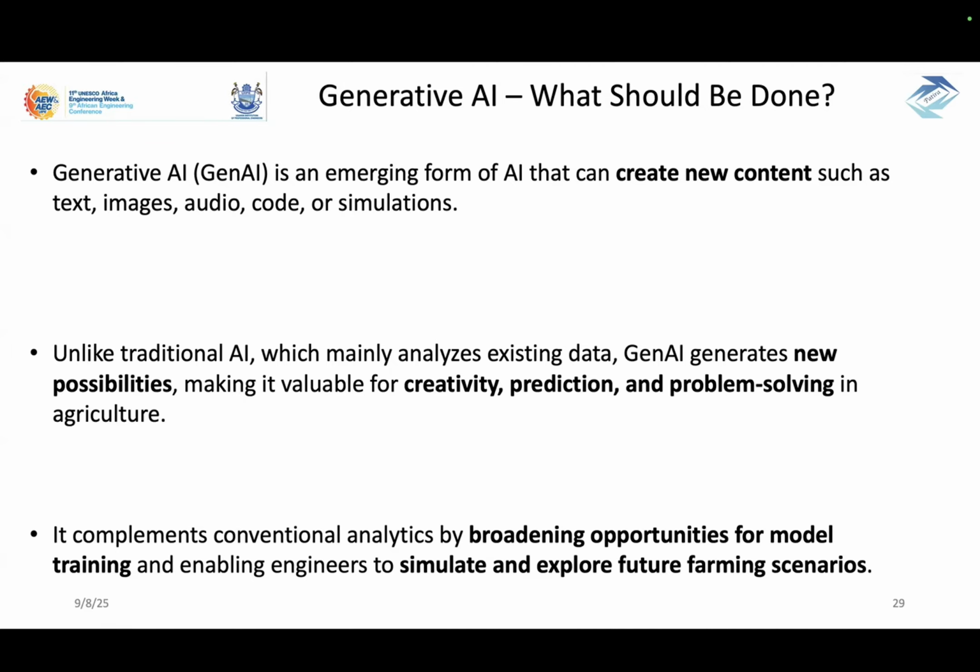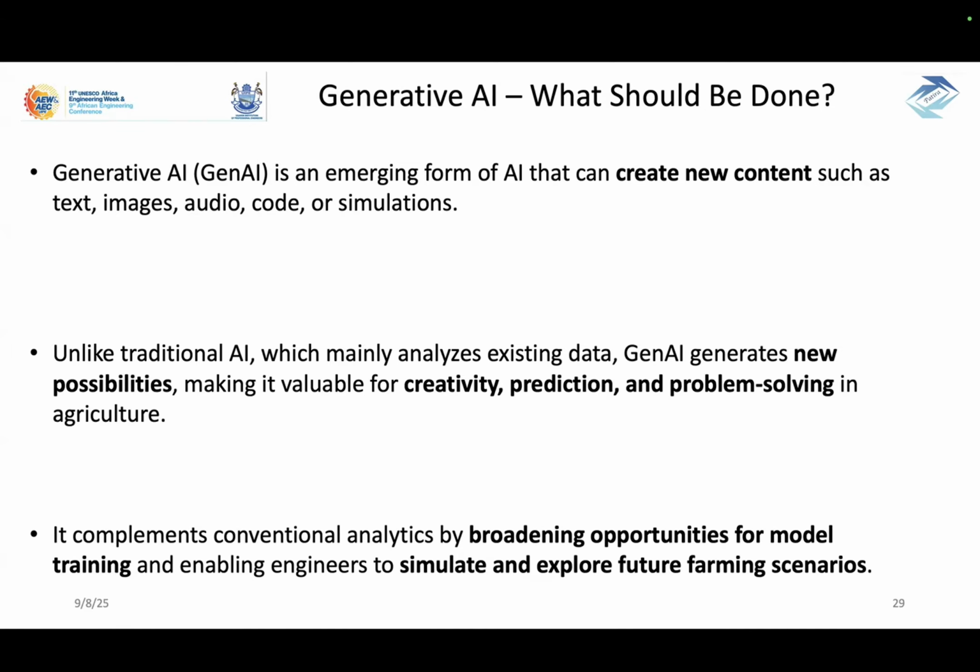The difference between generative AI and all the analytics I've talked about is, for example, we had low yield, we got historical data, we did the prediction. In the future, it's going to be high yield or low yield. And with Gen AI, you can train Gen AI, but it will create something totally new. Something totally new. So it's a little bit scary, but that's where we are going. So it's unlike traditional AI, which analyzes existing data. This one generates something new, making it work for creativity, prediction, and problem solving in agriculture. It's scary, but it also helps.